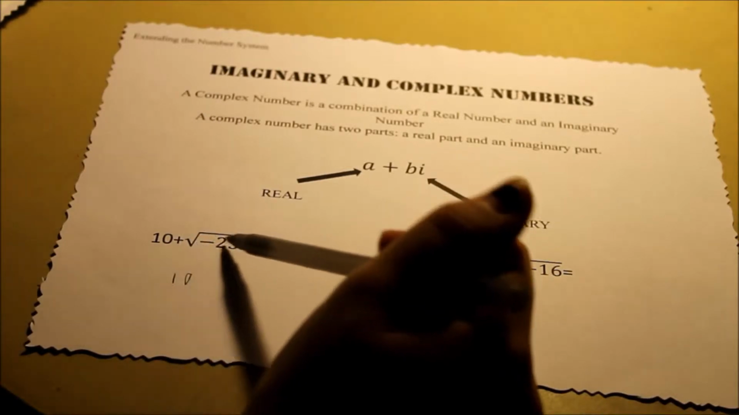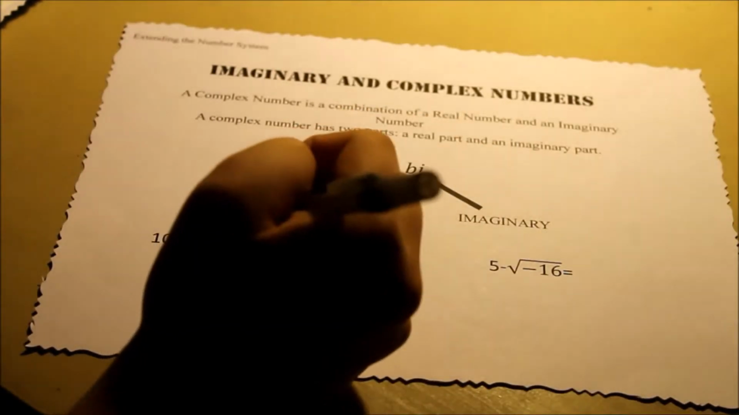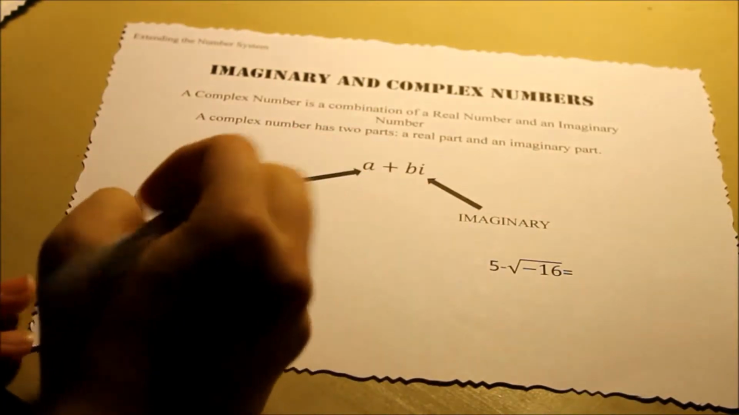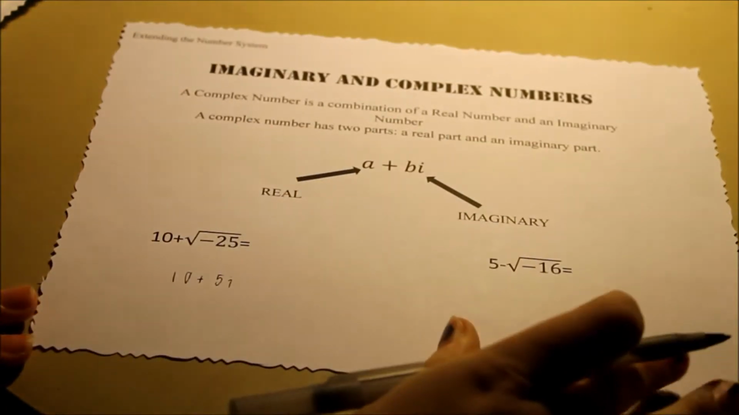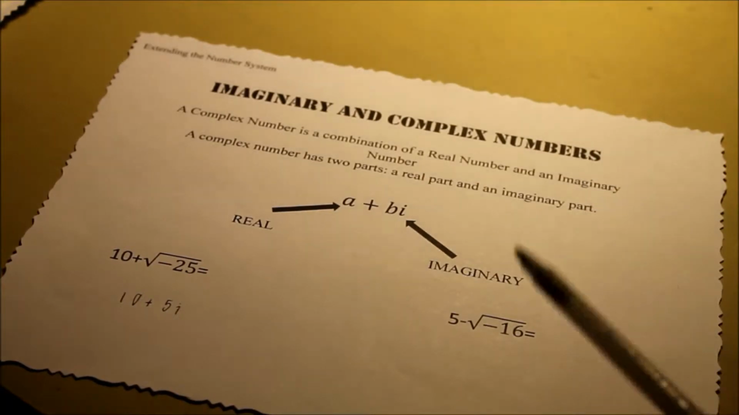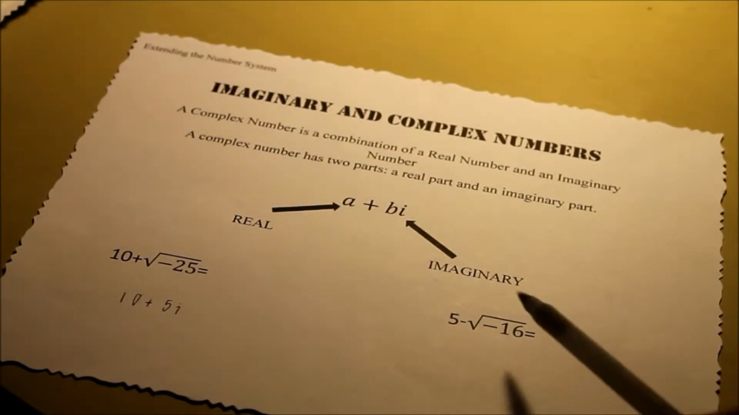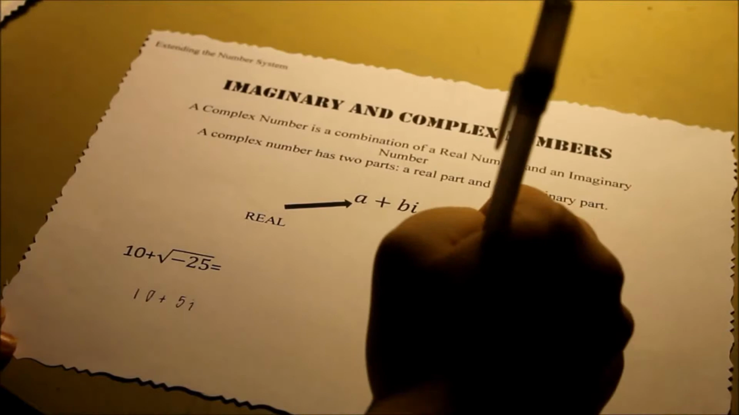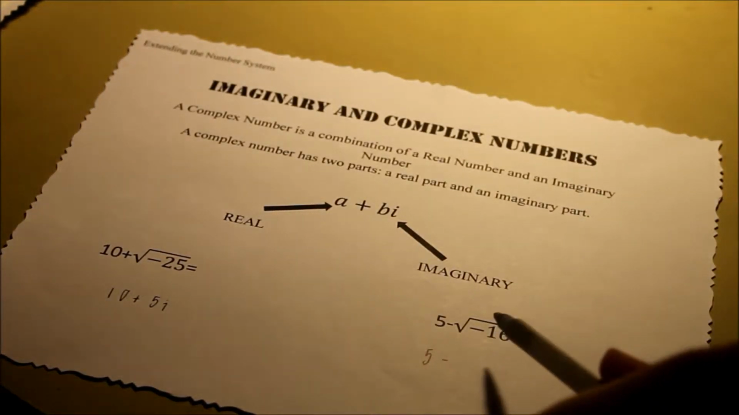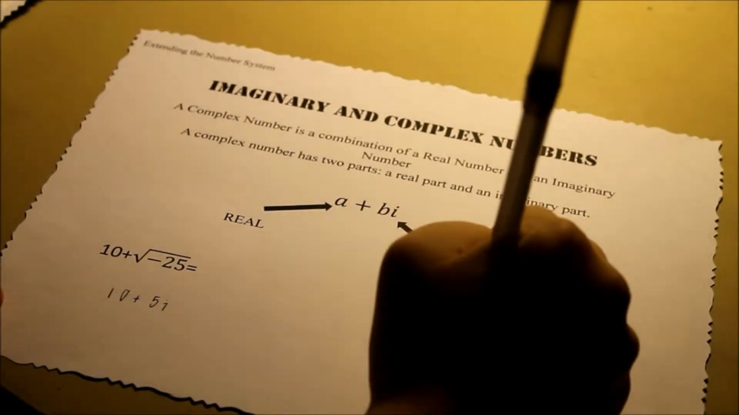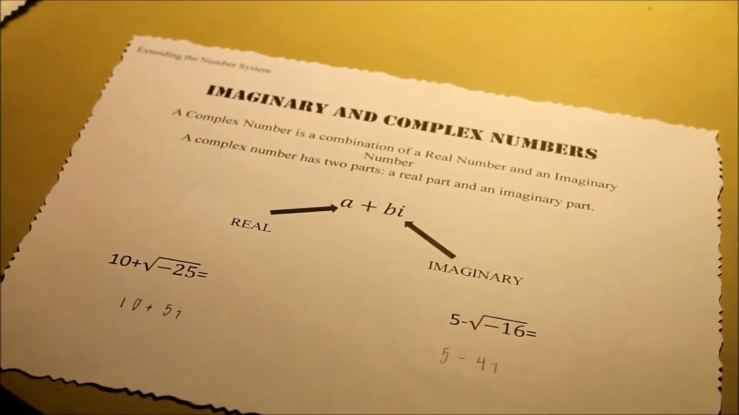So 10 plus the square root of negative 25. The square root of negative 25 is 5i, so you'll keep the 10, it'll be 10 plus 5i, and that's your answer. Now for 5 minus the square root of negative 16, you'll keep the 5 minus, and the square root of negative 16 is 4i, so it'll be 5 minus 4i.